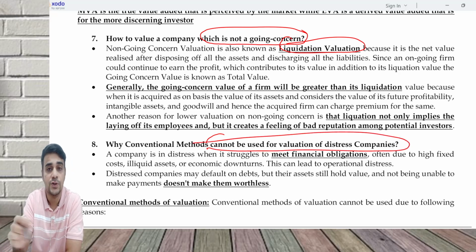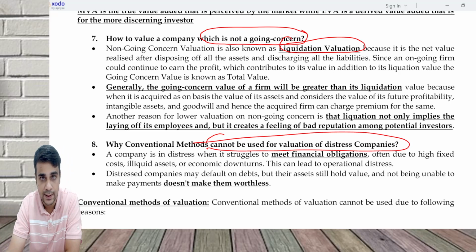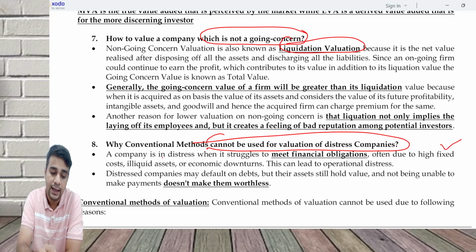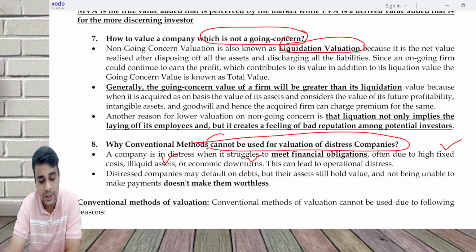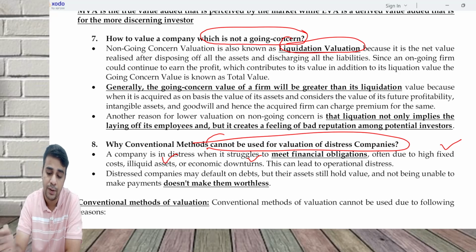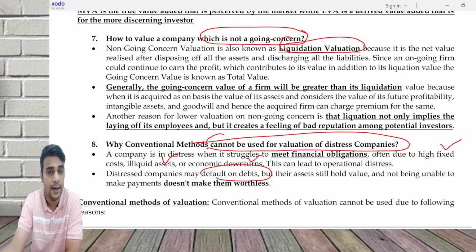It could be because of operating leverage, that is, if you have high fixed cost, or it could be because of financial leverage, which is if you have high interest cost. So you are not in a position to meet your financial obligations due to high fixed cost, illiquid assets, or economic downturns. All these are operational distress which has happened. Also, there can be a financial distress, because of which you are defaulting on your debt instrument.